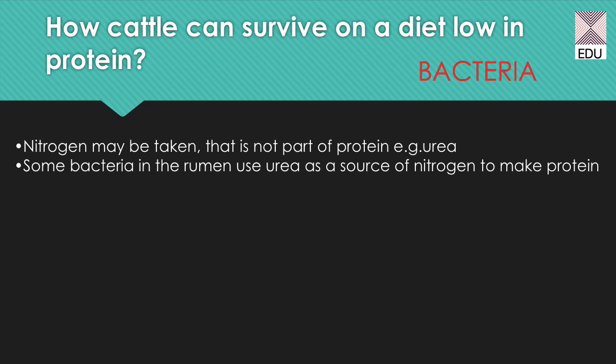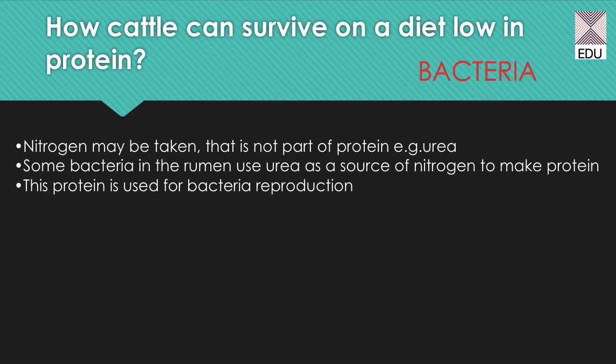Now some bacteria in the rumen use urea as a source of nitrogen to make protein. This is a very important point. So you must keep it underlined that some bacteria use urea as a source for protein making. This protein is used for bacterial reproduction.